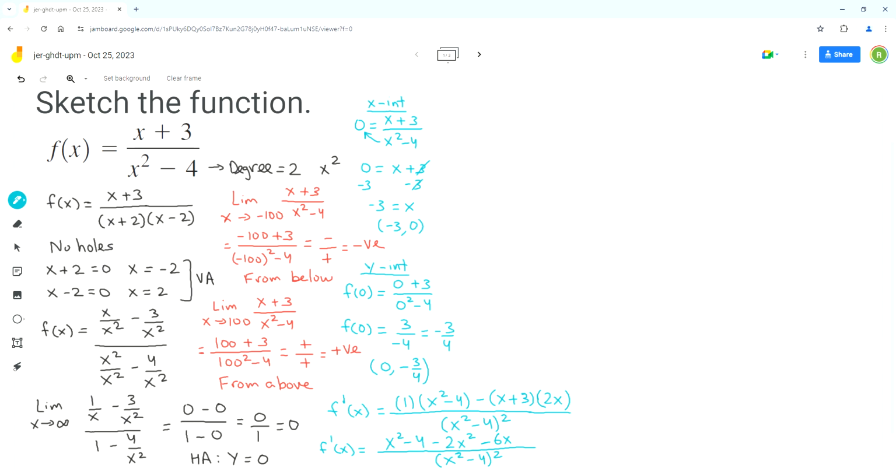Now critical points are points where the first derivative is equal to 0 or undefined. So we have to find the x values at which f prime of x is equal to 0 or undefined. Now before we do that, we should simplify the expression in the numerator. We can combine the like terms in the numerator. So we get f prime of x. So we get x squared minus 2x squared is negative x squared. And then minus.